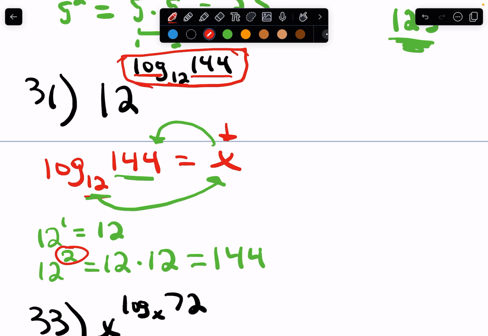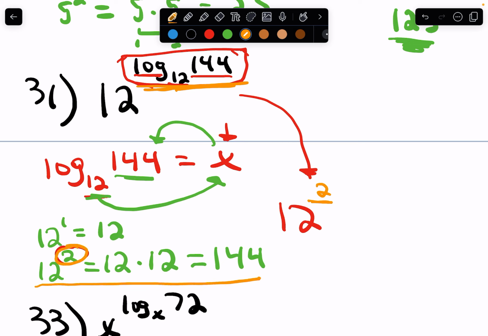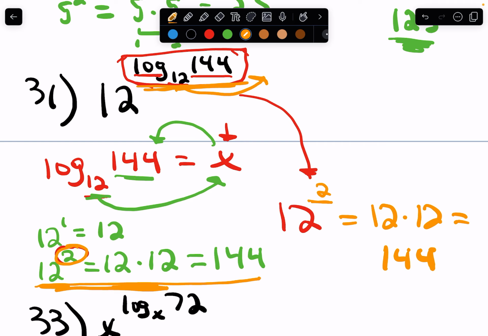So we can move this down here. Now instead of writing log base 12 of 144 in our exponent, we can just put 2, because we just found that right here when we wrote out 12 squared equals 144, because we're trying to get 12 to some power. So 12 squared, we already wrote that over here. We can say that equals 12 times 12, which equals 144.